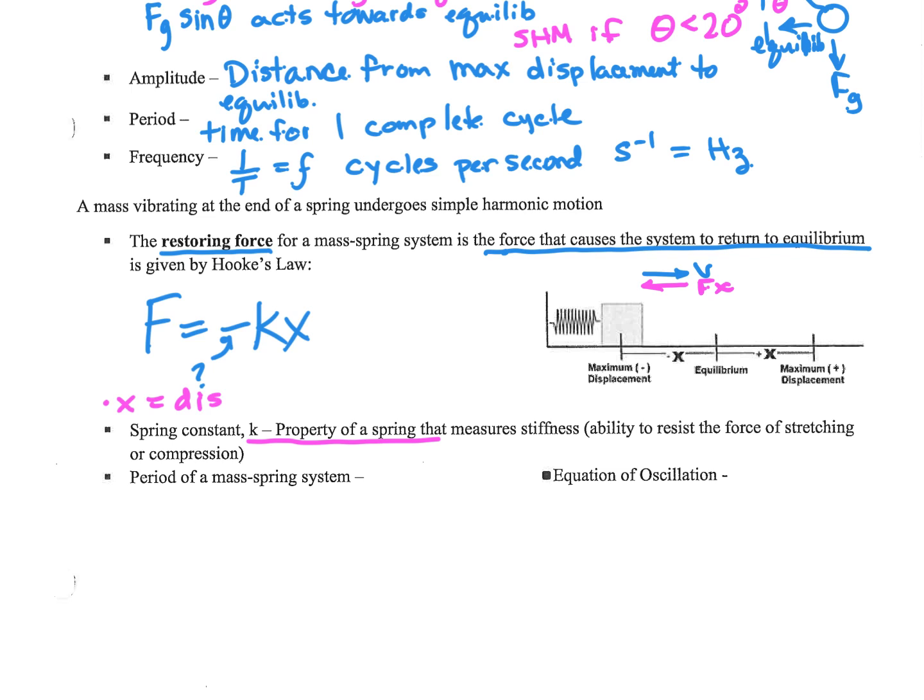And of course, F is our restoring force. Okay? So now, what is the period of a mass spring system? What is that going to be equal to? Period of a mass spring system, I know you'll be surprised by this, but it contains 2 pi.